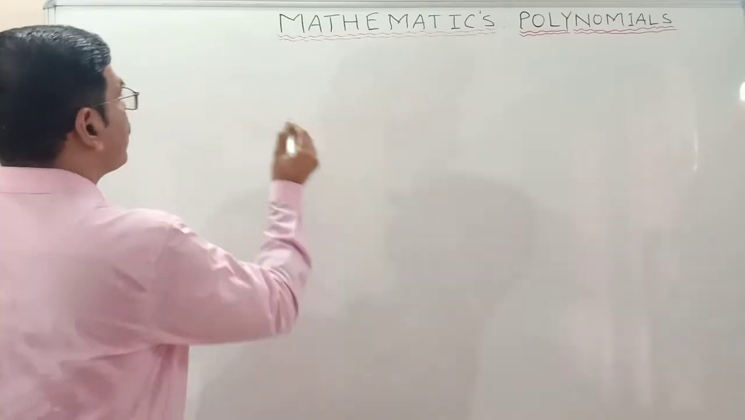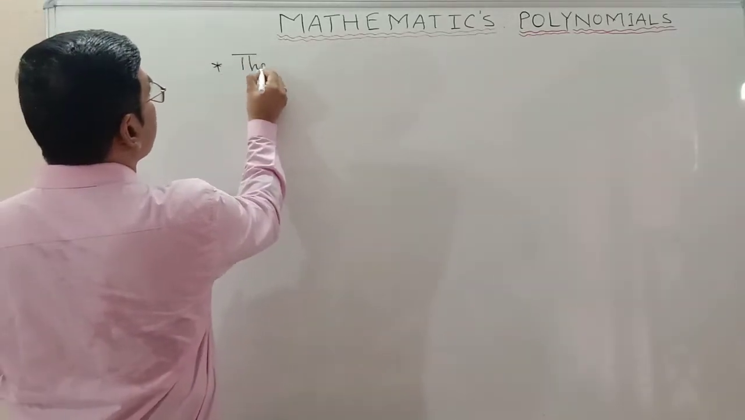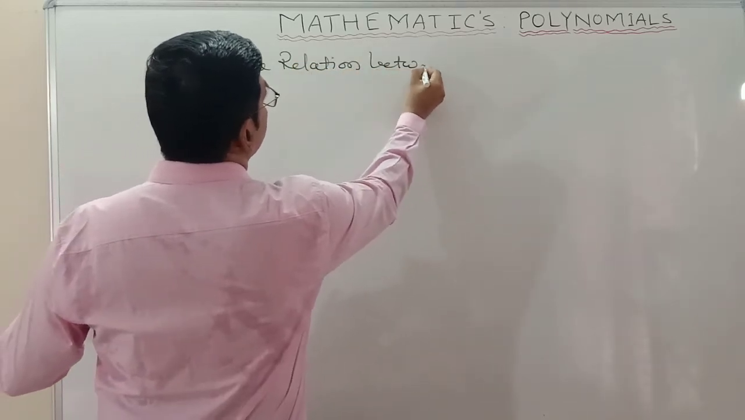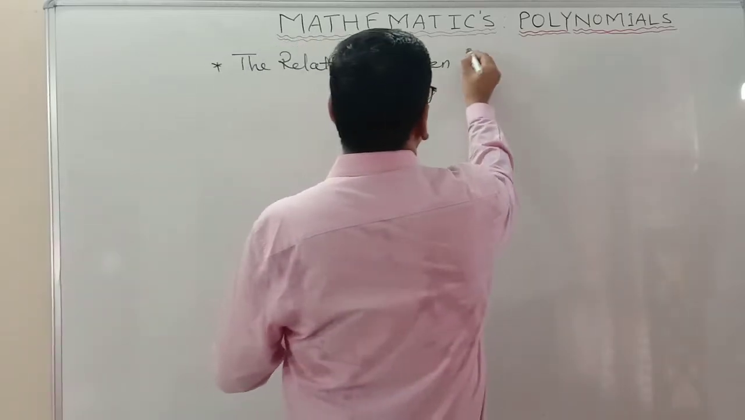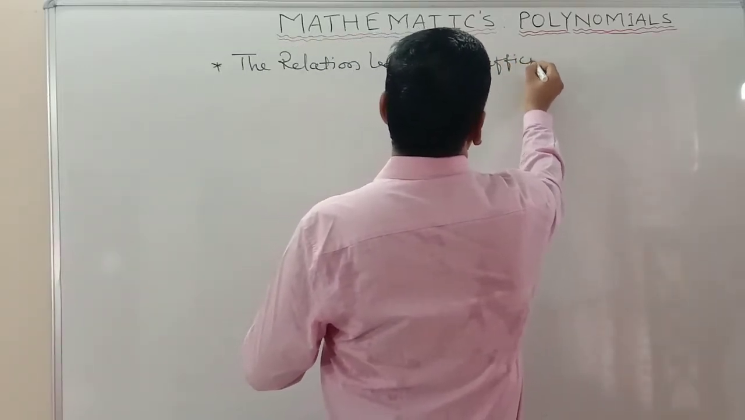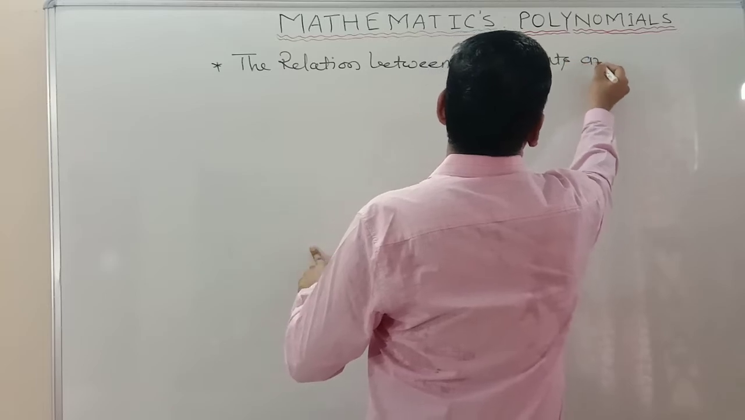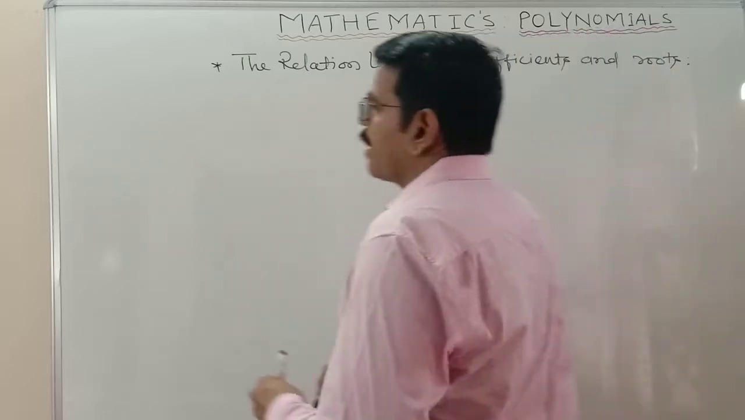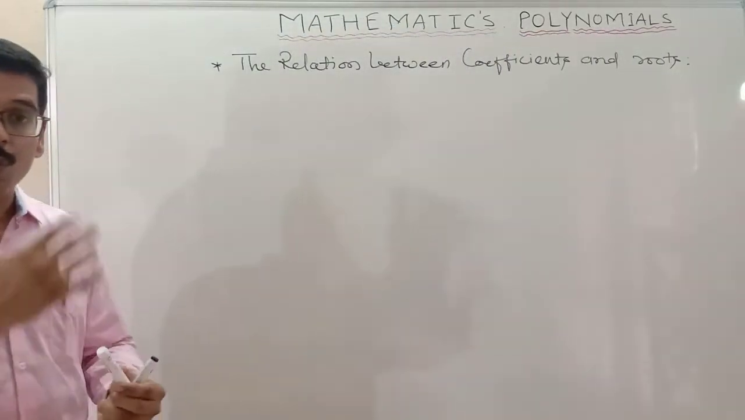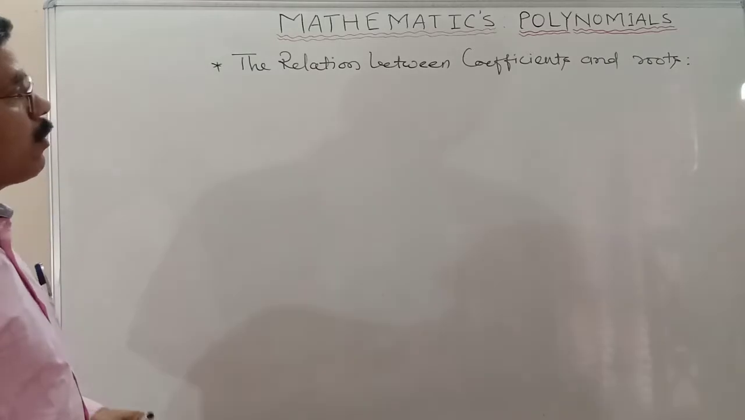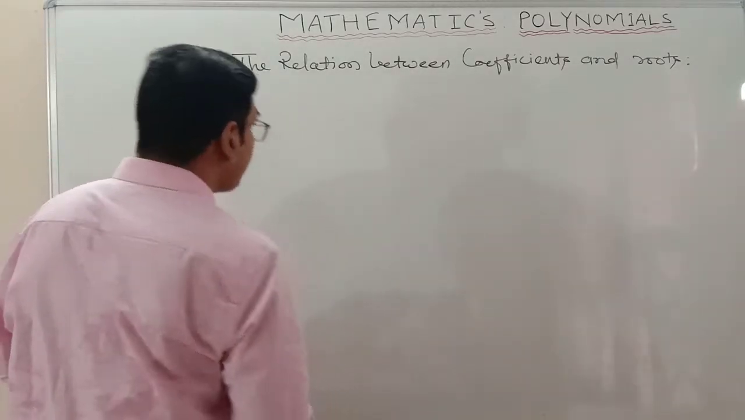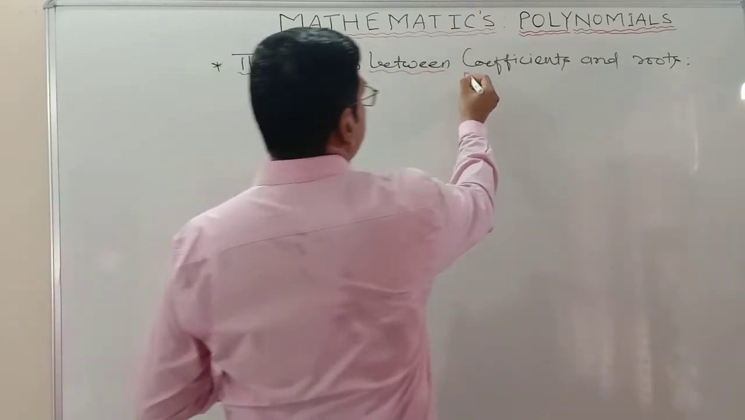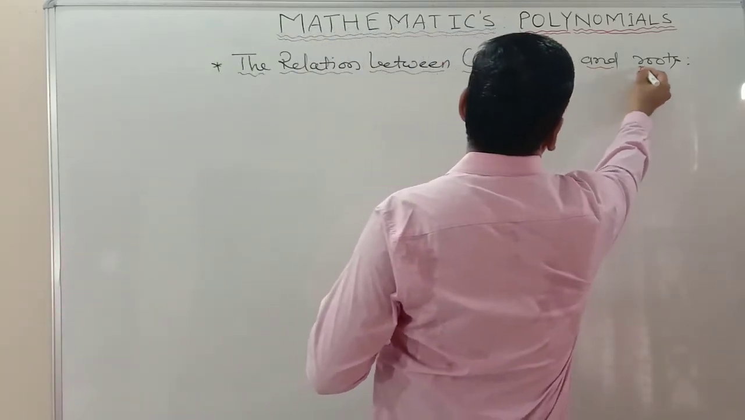Here we are just taking a look at the relation between the coefficients and roots of a polynomial. Okay, the relation between the coefficients and the roots. It is again a very simple topic. See, here we need a very simple thing. We need to first assume the roots.